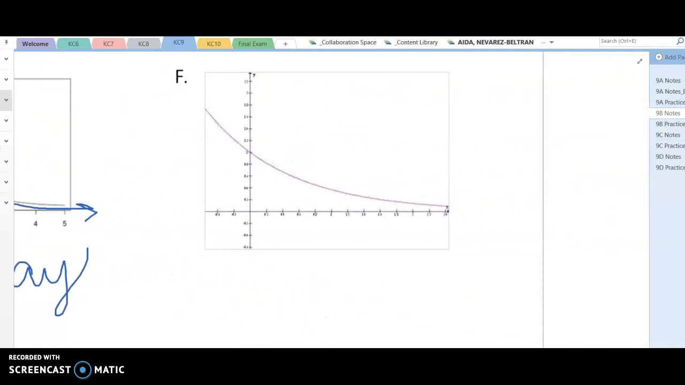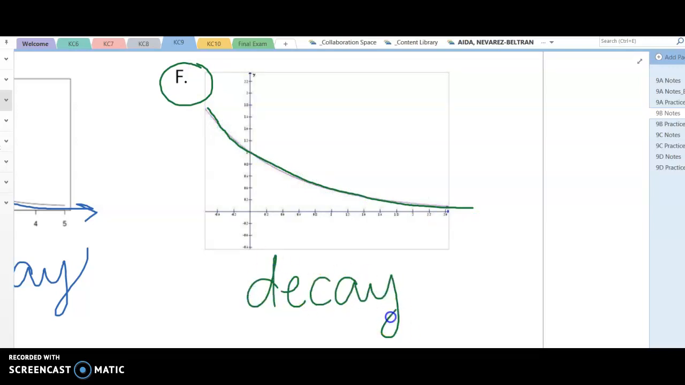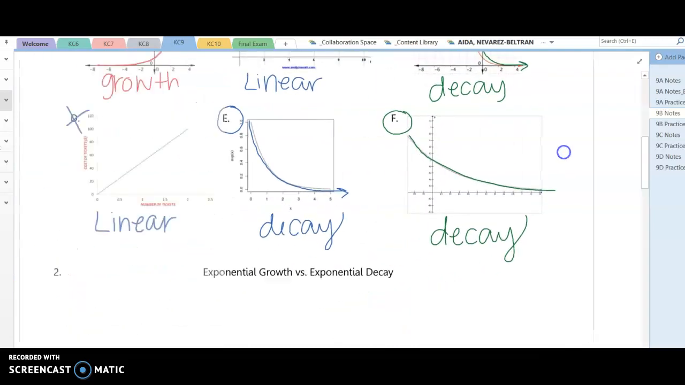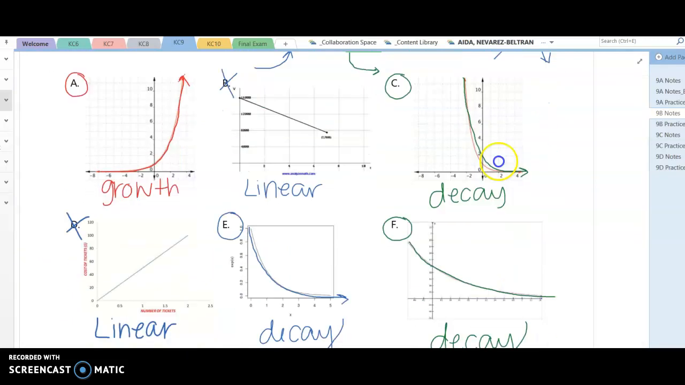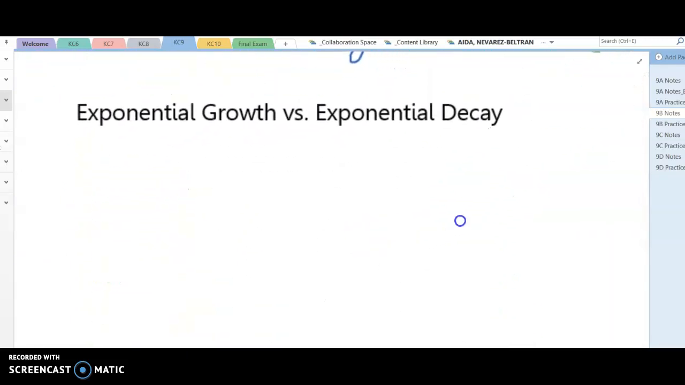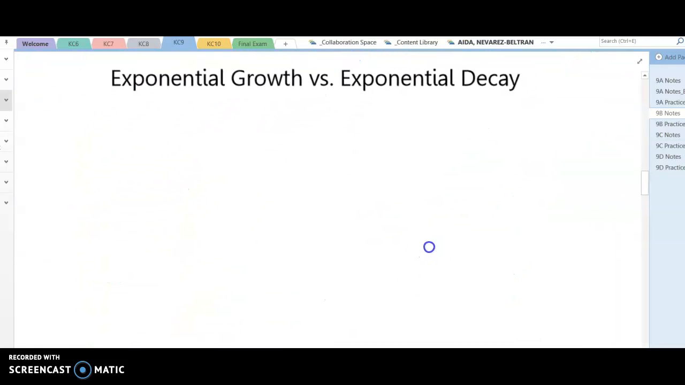And then if we look at F, this one also is, right, because you have a bit of a curve. So it starts out going down really quickly and then it kind of evens out. So this one is decay as well, right? So that's kind of what up here I touched a little bit on exponential growth or decay. So we're going to look at the difference between the two of them.